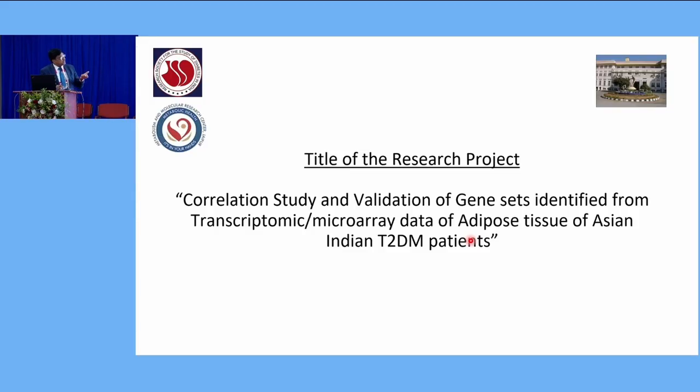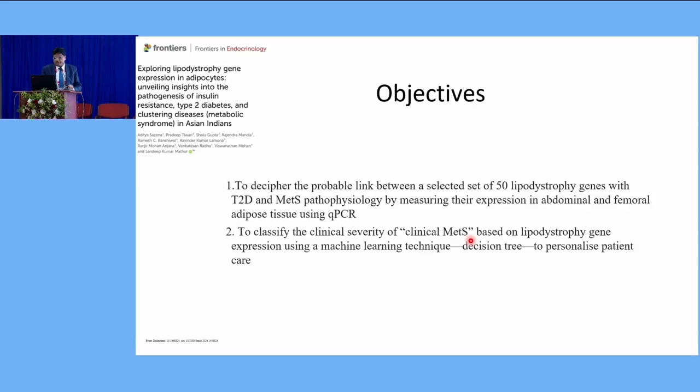We actually looked for expression of lipodystrophy genes in another cohort. Previous studies were looking for lipodystrophy in whole genome, whole transcriptome profiles. Now we're looking at individual genes, a 50 gene panel in the adipose tissue compartment, and how it correlates with clinical phenotypes. This was an RSSDI and MMRS funded project. The objective was to decipher the probable link between a selected set of 50 lipodystrophy genes with T2D and metabolic syndrome pathophysiology by measuring their expression in abdominal and femoral adipose tissue using qPCR, because qPCR is the ultimate method; in microarray there is a lot of noise and it is a limitation.